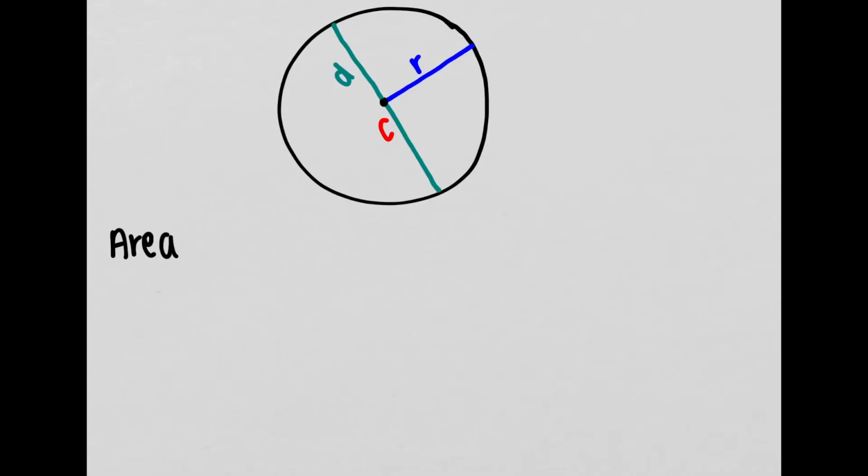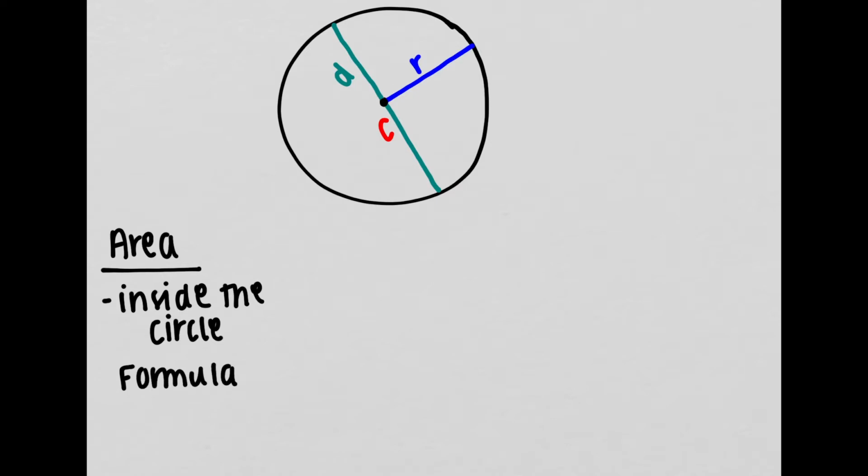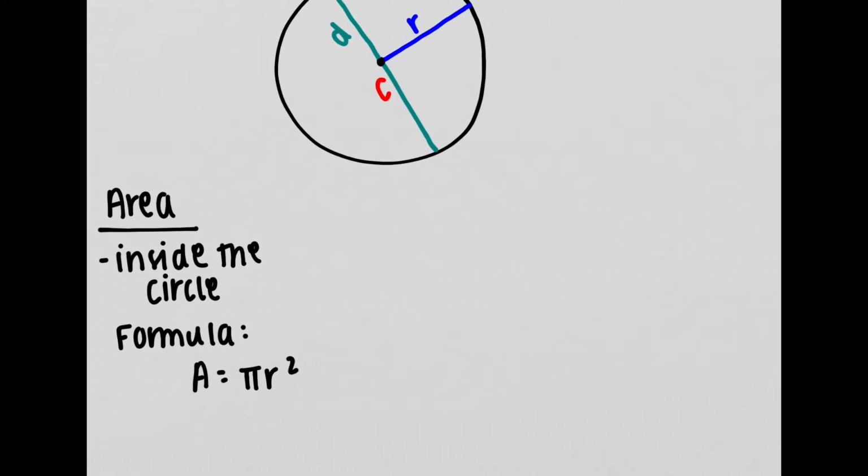Now we have two formulas that we're going to start with. The first one is the area. And you need to know that the area is inside the circle. So if I was to go and color inside the circle, that would be the area of this circle. And the formula for that is pi r squared. So A, which stands for area, is equal to pi r squared. And remember that r is our radius. So super important you know that.